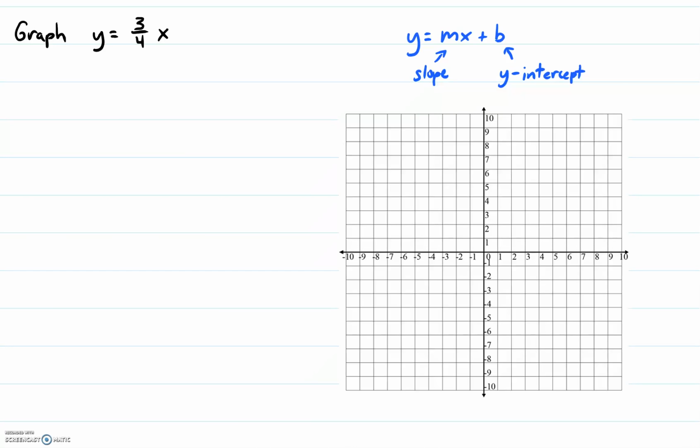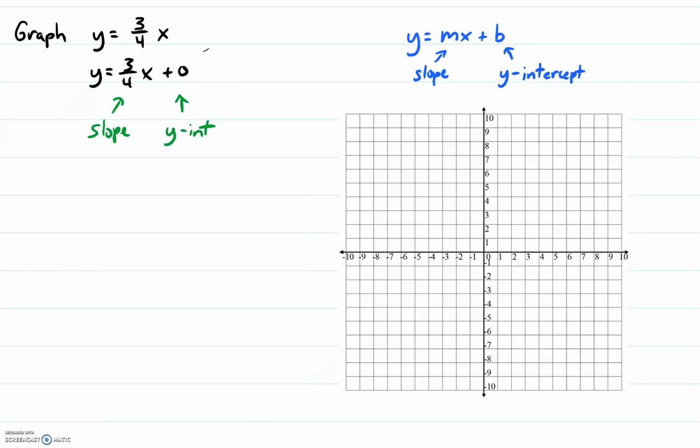So again, rewriting this problem, we're just going to say y is equal to 3 over 4 times x plus 0. And of course, adding or subtracting 0 doesn't change anything, so no harm done. So now we can easily pick out what our slope is. Our slope is 3 over 4. And we can pick out what our y-intercept is. It's going to be 0 because that's the constant added on at the end.